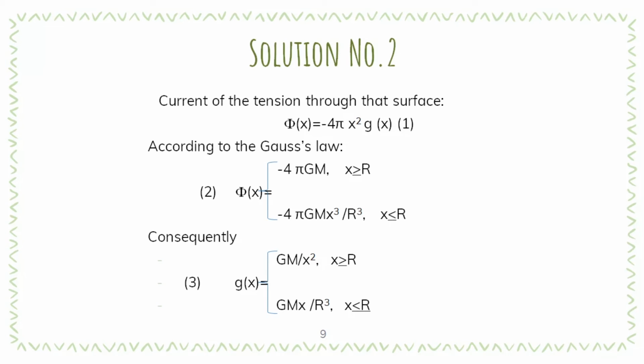The flux is equal to 4πx squared g(x), and according to Gauss's law we can write the second formula, and then we can consequently find g(x) from the third formula. As we see, we can solve this problem in a very short way without using long mathematical formulas. And that's all.